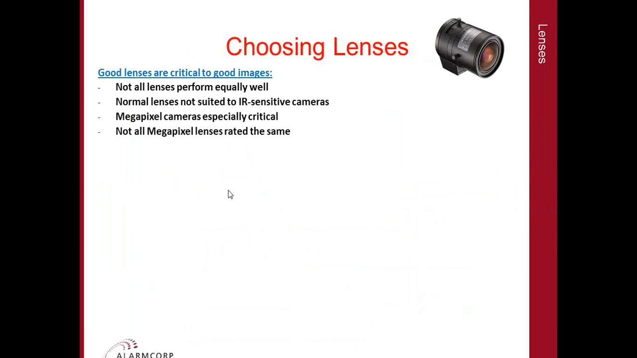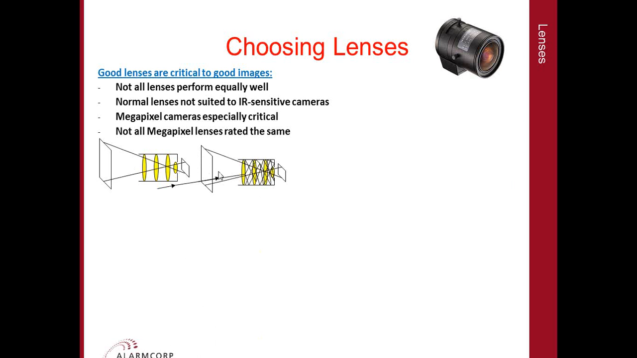Good lenses are critical to good images, and in this case again it doesn't matter whether we are talking an analog camera or an IP camera. Not all lenses perform equally well. Depending on the construction, and most lenses are multiple elements, a good lens will pass all of the light back to the sensor, whereas a badly constructed lens will have a lot of internal light scattering.